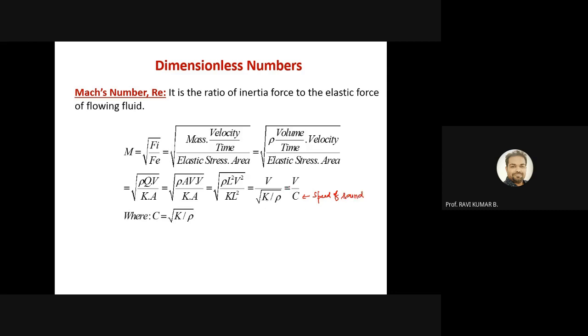So the local speed of the object to the speed of sound, this ratio is known as Mach number, where c is equal to under root K by rho. So this is regarding the Mach number. Mach number is usually defined by the ratio v by c.